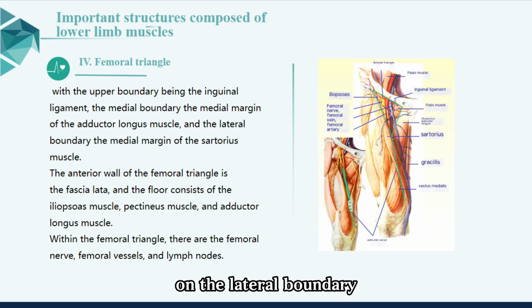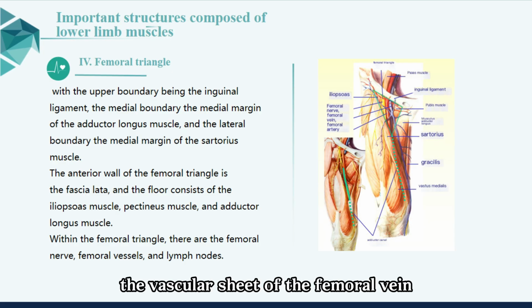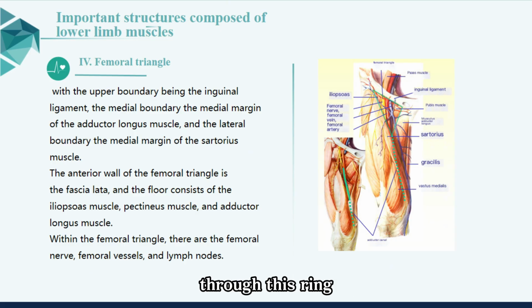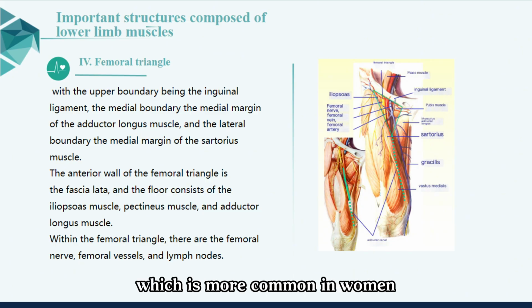On the lateral boundary, the vascular sheath of the femoral vein. If abdominal or pelvic contents protrude through this ring into the femoral canal, it is called a femoral hernia, which is more common in women.